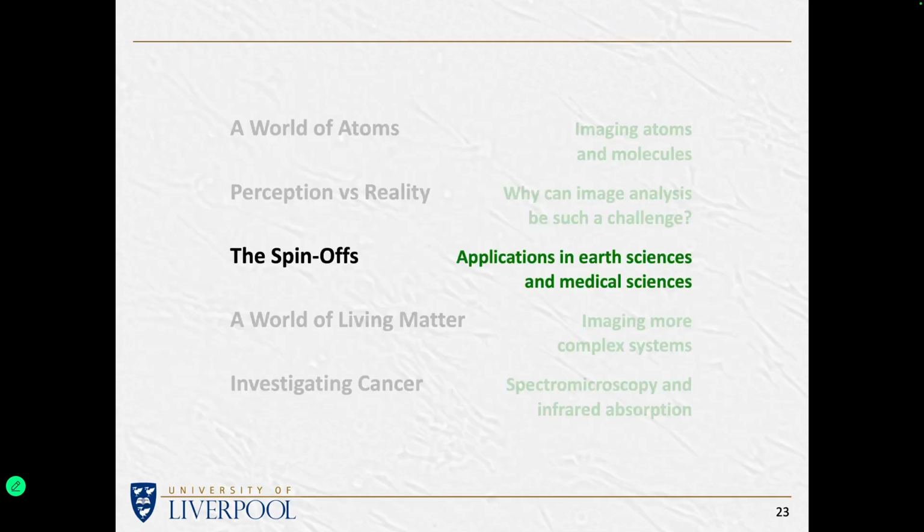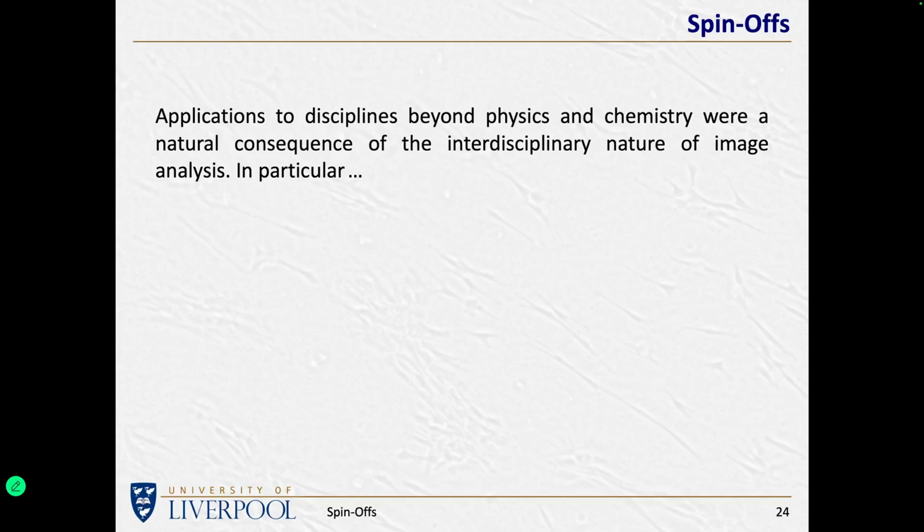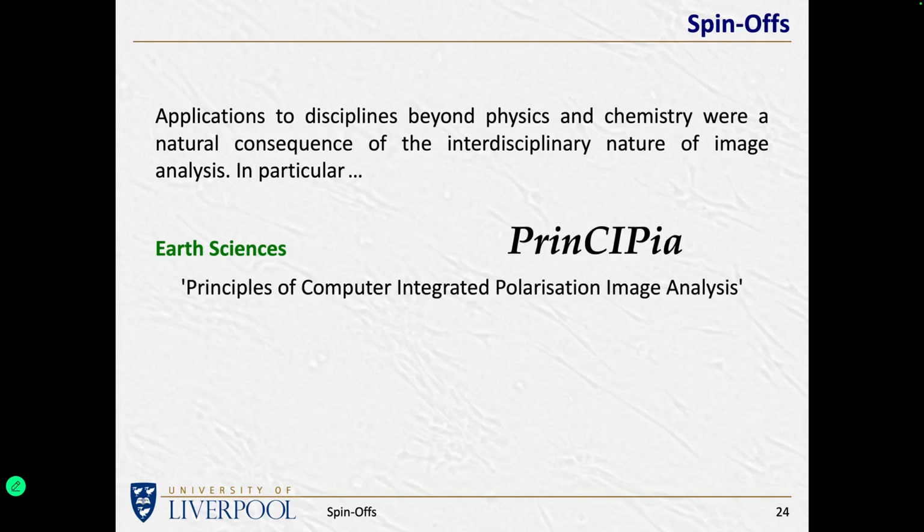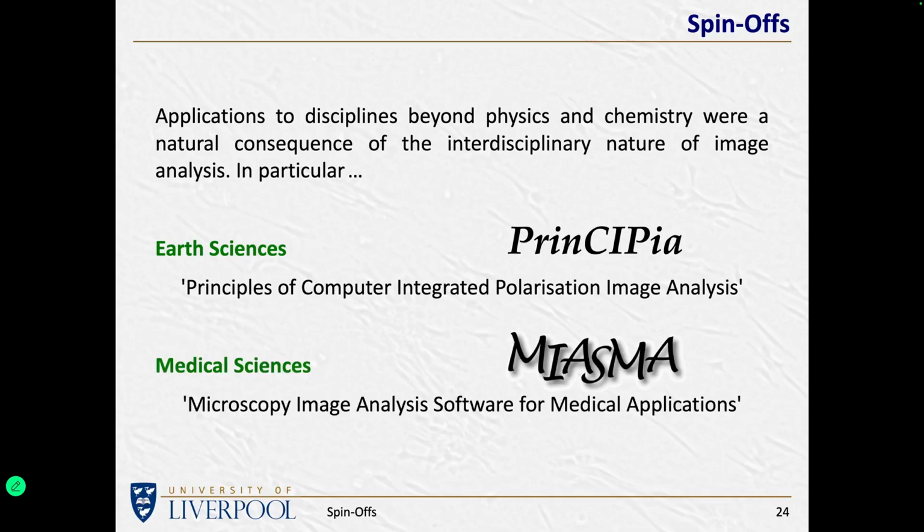Let's have a brief look at some of the spin-offs along the way. So I wrote ImageSXM as a piece of software for carrying out image processing and image analysis, and they were mainly intended to be routines used in physics and chemistry to look at atoms and molecules. But the interdisciplinary nature of image analysis means that those same routines can actually be applied in other areas. For instance, I found that they could be applied in earth sciences and also in the medical sciences for looking at medical applications.